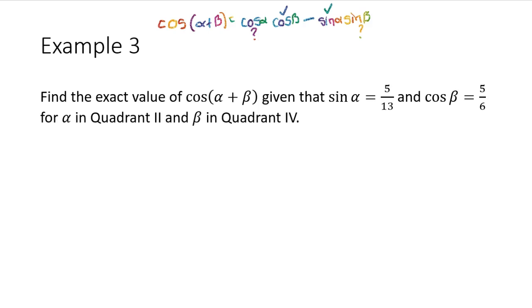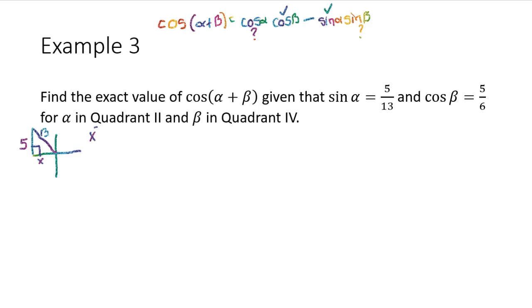Okay, so let's look at the alpha angle. It's in quadrant 2, so that means it's over here like this. The sine is 5 over 13, so the 5 is going to go here, the 13 is going to go here, and we need x down here along the bottom.